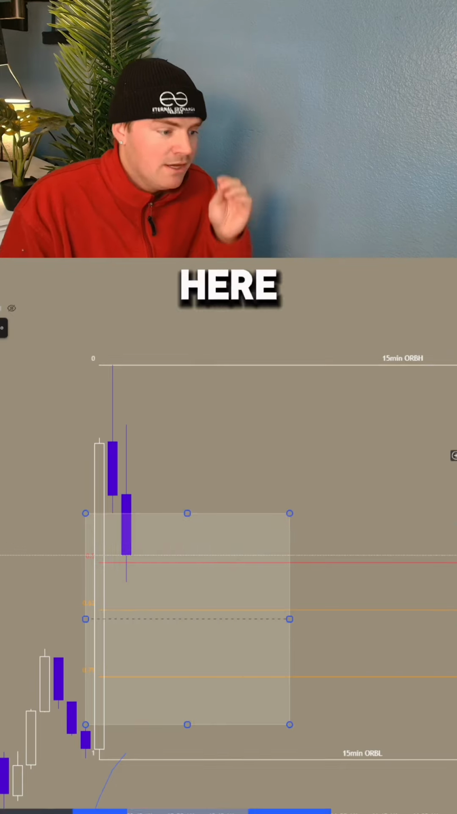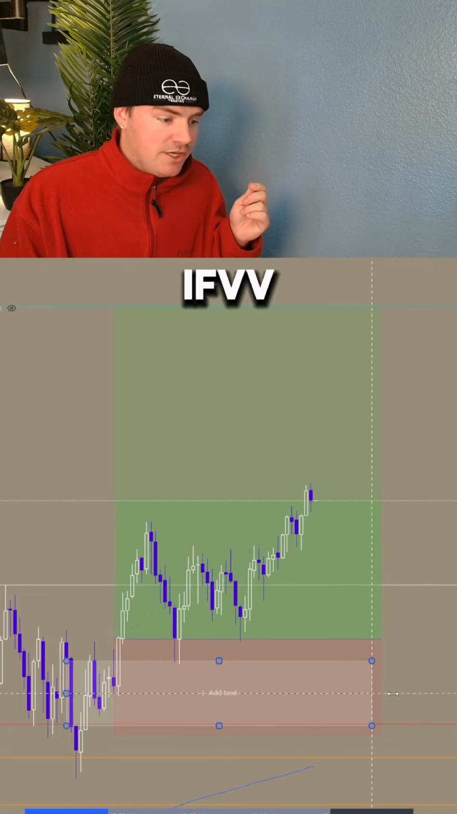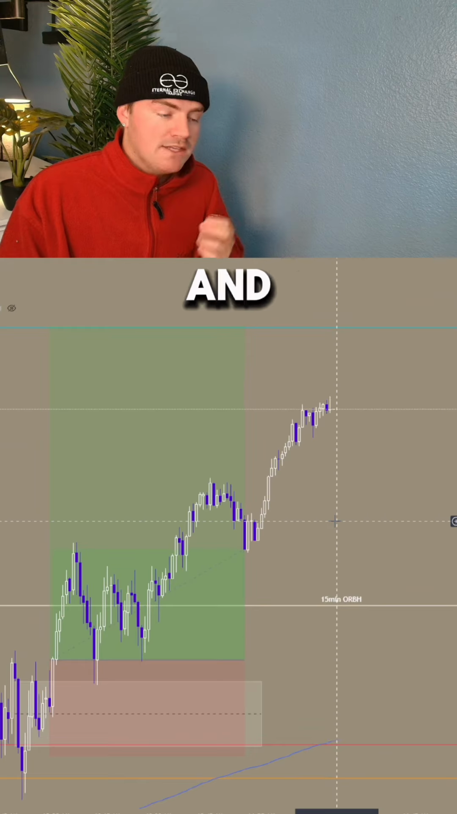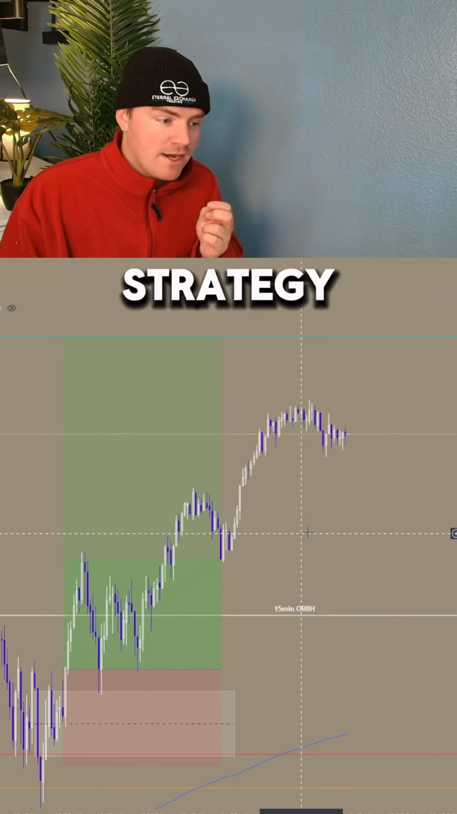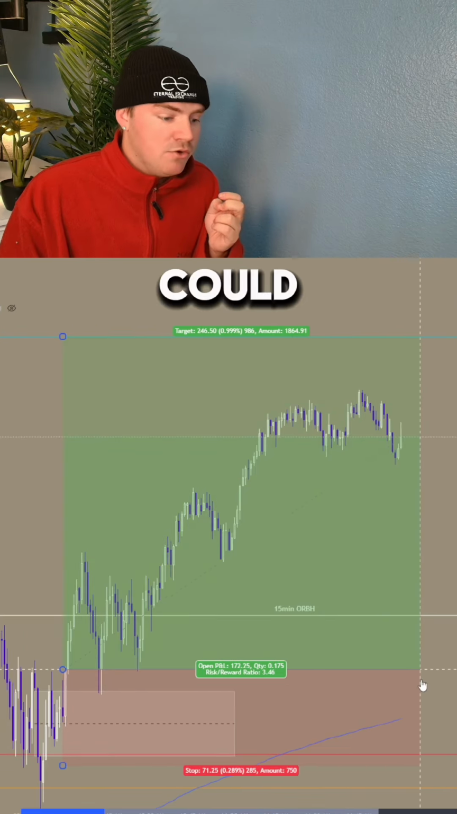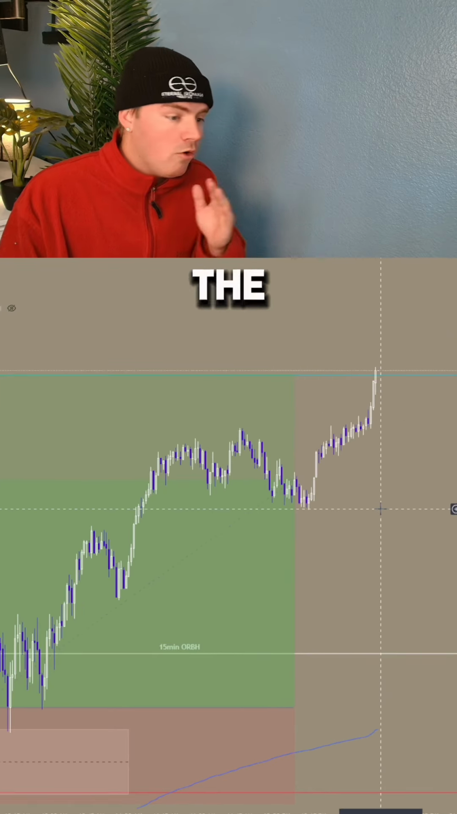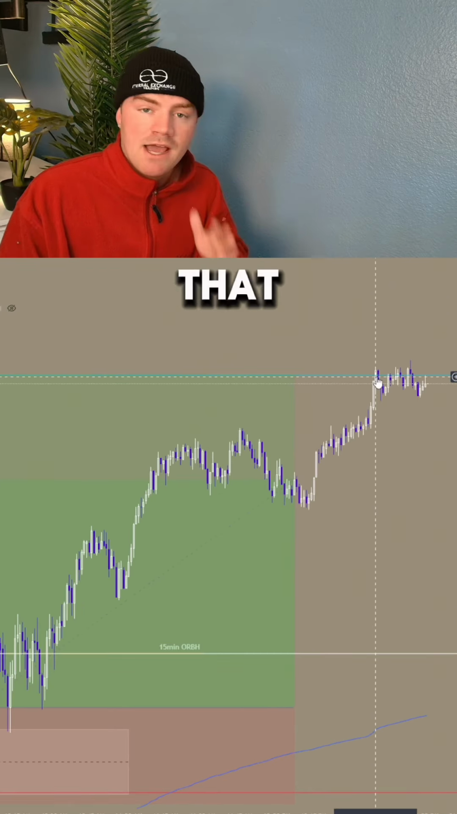We instantly get a nice reaction off of that 1-minute IFVG, but then we chop around for a little bit. But if you're able to hold on to your trades and have real conviction in your strategy and your daily bias, you could have held this trade for most of the morning going into the afternoon, all the way to that first standard deviation just like that for 1,000 ticks.